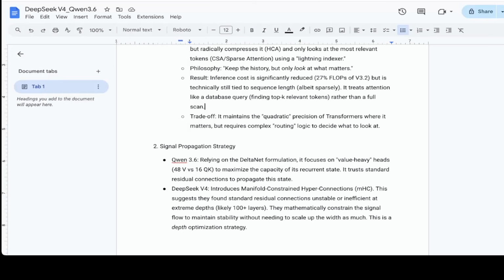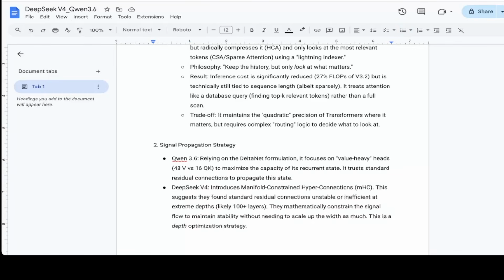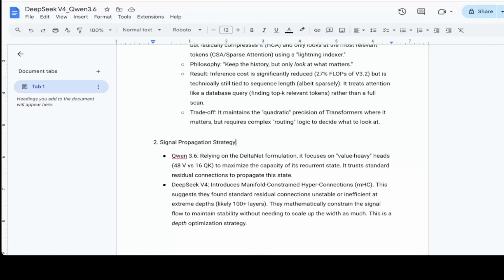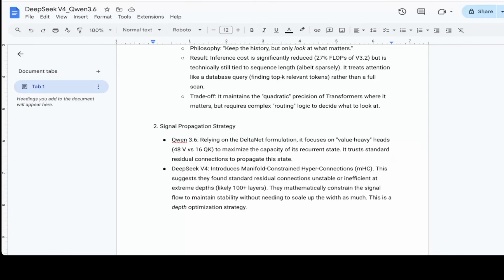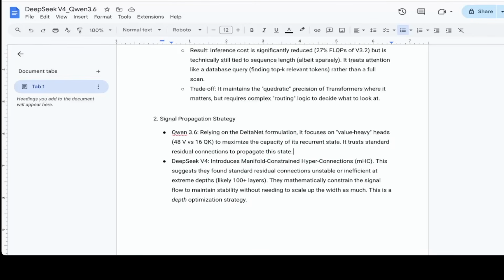And for the signal propagation, basically when you pass the input, it will pass through different layers of the neural nets. So the propagation for Qwen3.6 is that it relies on the delta net formulation. It focuses on value-heavy heads to maximize the capacity of its recurrent state. So basically, this means that for the query key, it keeps a 1-to-3 ratio. So it has everything in a recurrent state matrix.